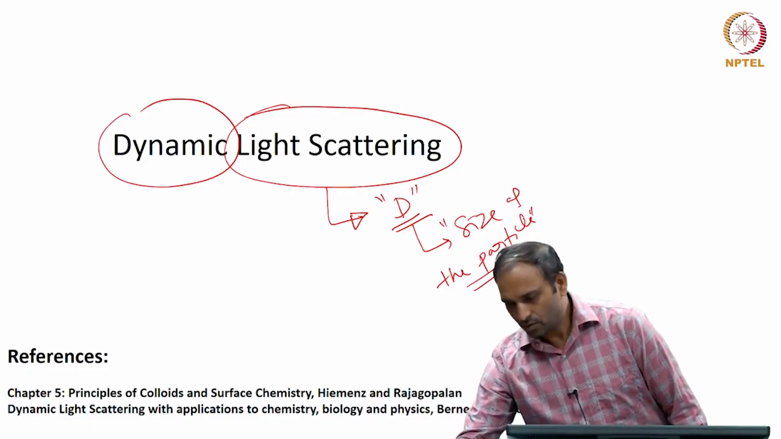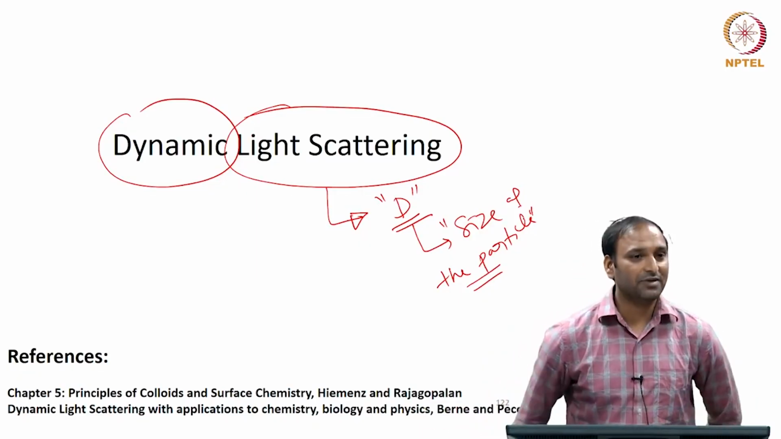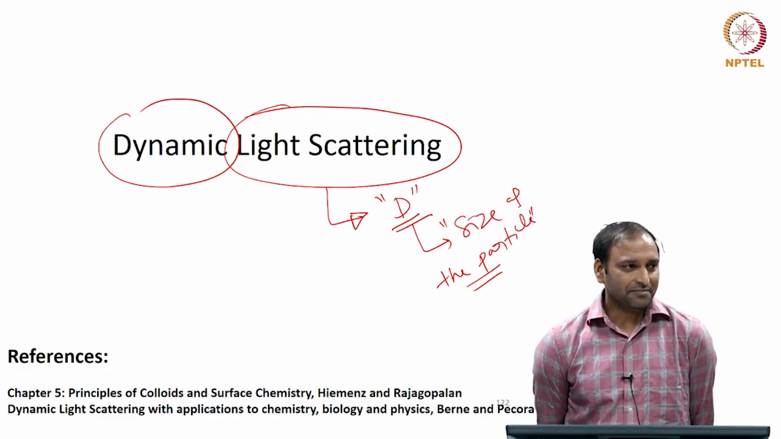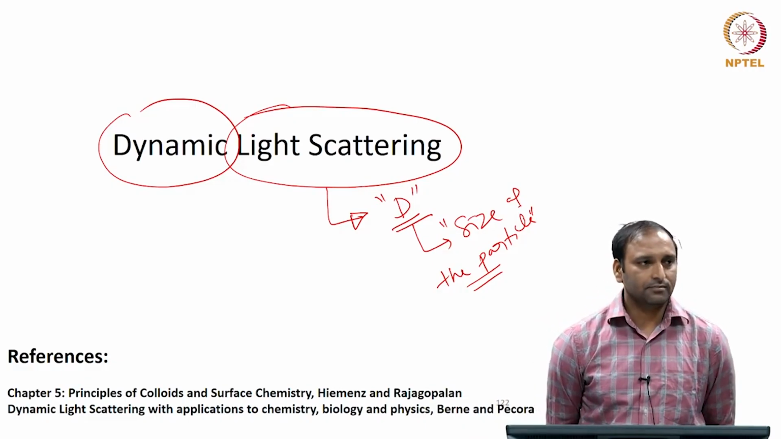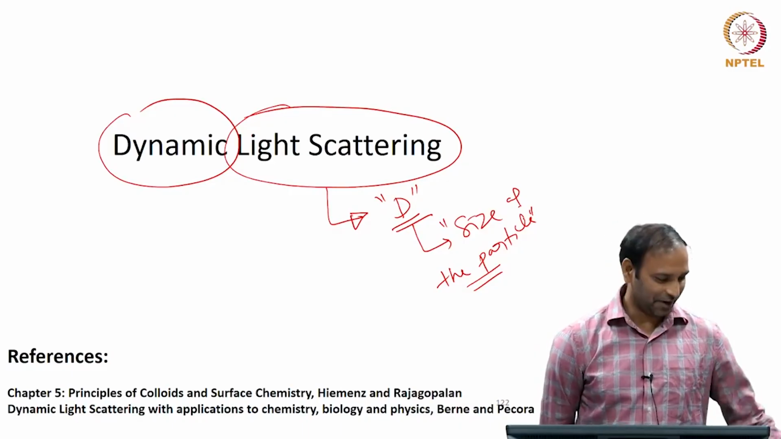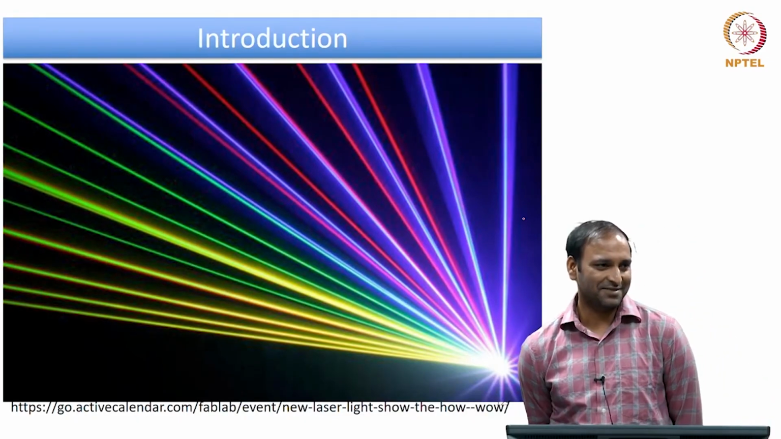Any thoughts? Do you know anything about Brownian motion? Sorry, anything about dynamic light scattering? What is it? Any basics of scattering? No. Okay, all of you may know this, right? What is this?